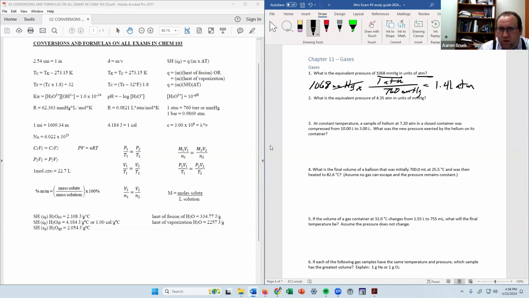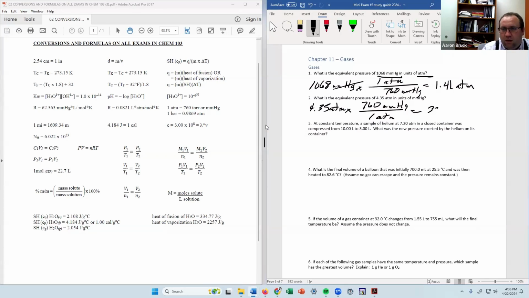And of course, we can flip that around. 4.35 atmospheres. Every atmosphere is 760 millimeters of mercury. So 4.35 times 760 would give you 3,310 millimeters of mercury. So that's one thing that you can be asked, just how to do pressure conversions. The majority of the questions, however, are probably going to be about the gas laws themselves and the relationship between the variables. And so questions like these next several are going to be more important and useful.